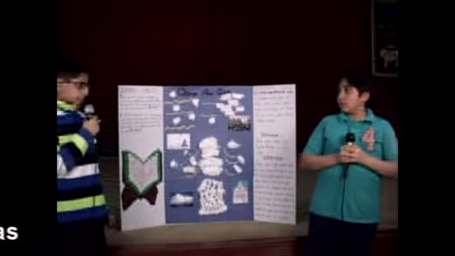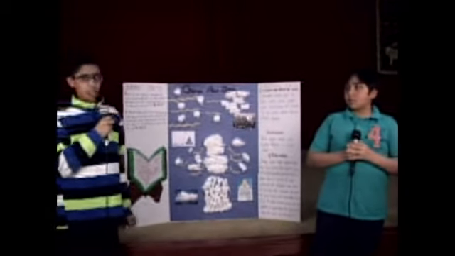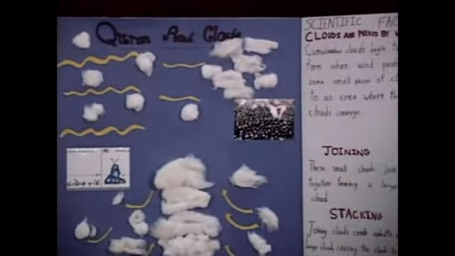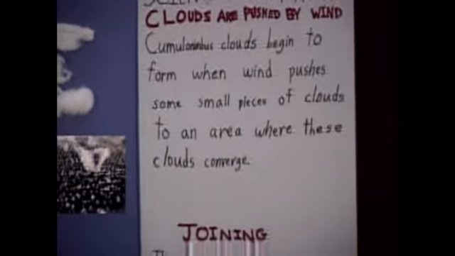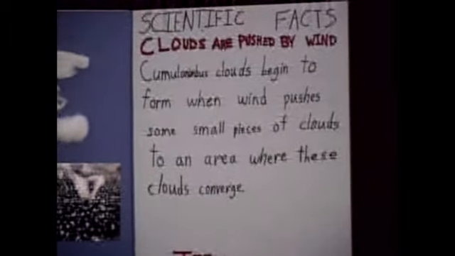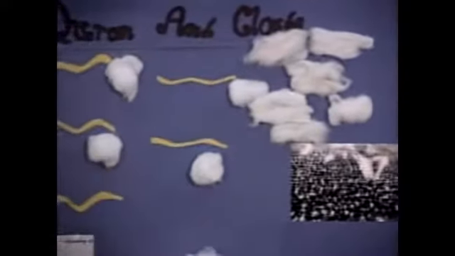Our topic for today is Quran and clouds. We're comparing what the Quran said versus what scientists recently discovered about clouds. The first stage is when the clouds are getting pushed by wind. Cumulonimbus clouds begin to form when these small clouds get pushed by wind, and then they converge in an area called the converging zone. As you see here, these small clouds are getting pushed. And here's a picture of it that was taken by a satellite.